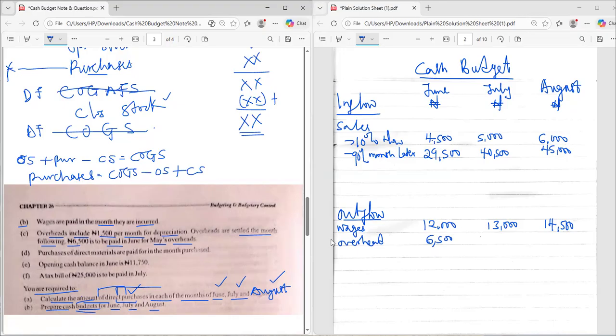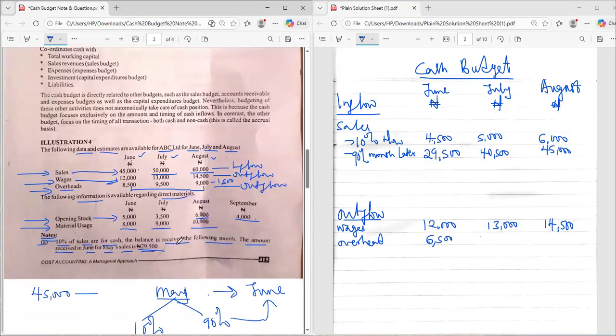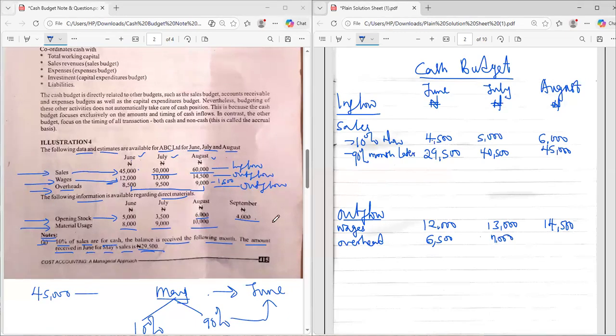Good, thank you. Now, somebody may want to ask, why didn't I remove 1,500 from this 6,500? It is because the question has already told me expressly that 6,500 is to be paid in June for May overhead. So we are assuming that they have removed the depreciation. You get it? So let's go. Overhead: 8,500 minus 1,500 gives 7,000. 9,500 minus 1,500 gives 8,000. That is all. Any question?